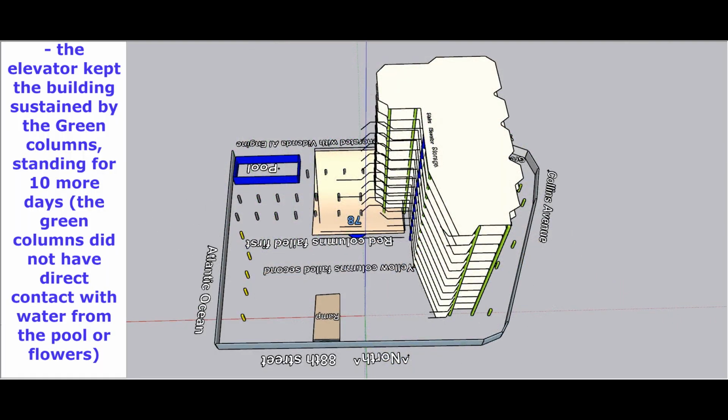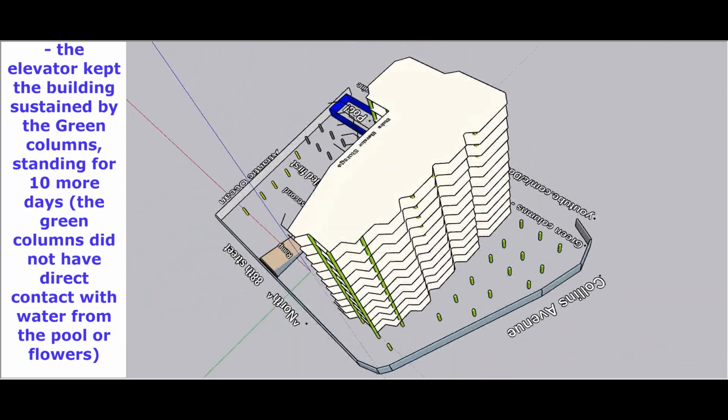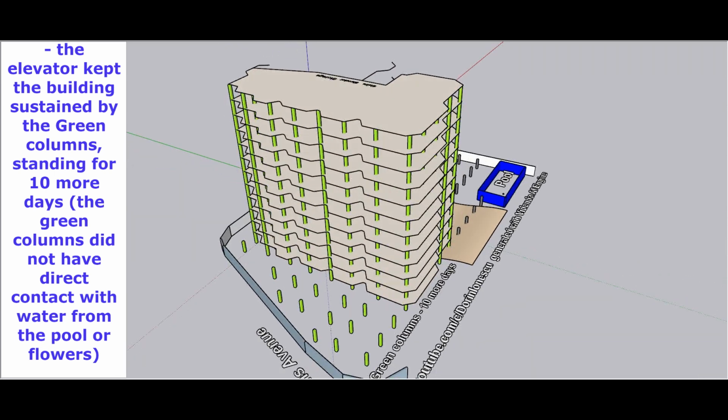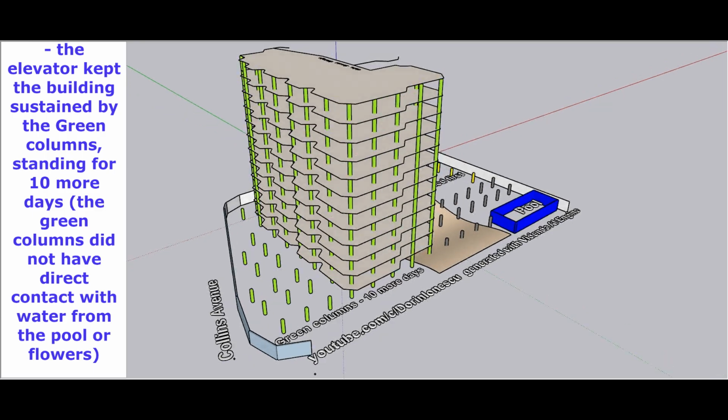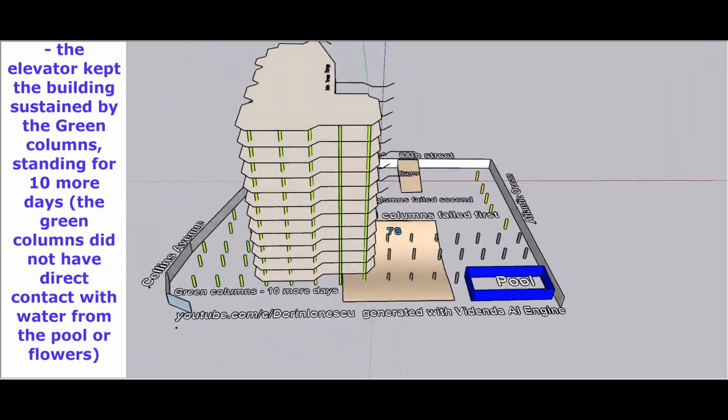The elevator kept the building sustained by the green columns standing for 10 more days. The green columns are thicker and did not have direct contact with water from the pool or flowers.